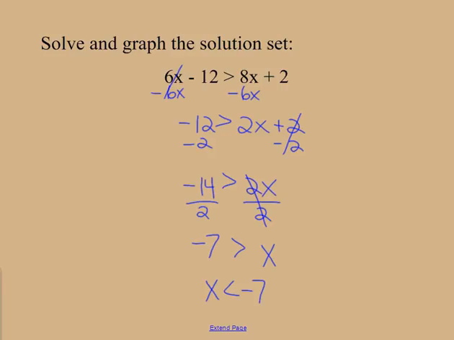All right, so now I have to graph this solution. Number line, 0, 1, 2, 3, 4, 5, 6, 7. X is less than negative 7, so I would have an open circle on negative 7, and less than would be all the numbers going to the left.